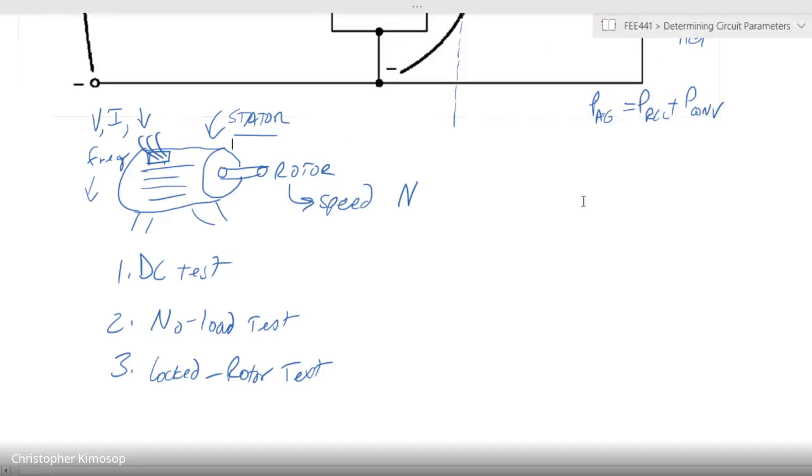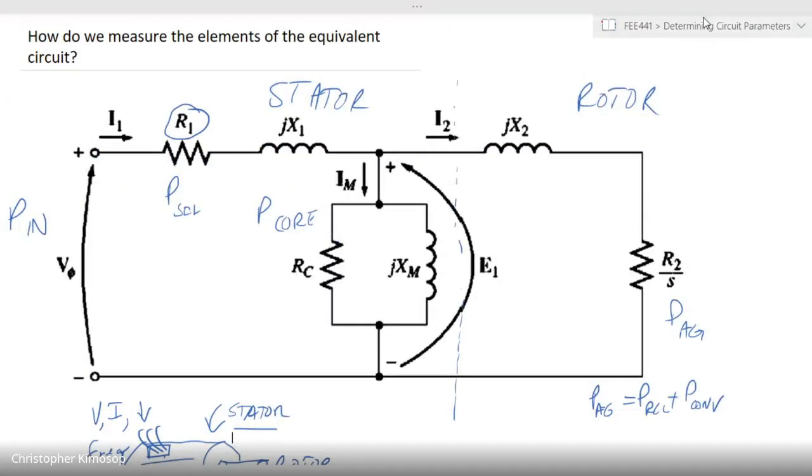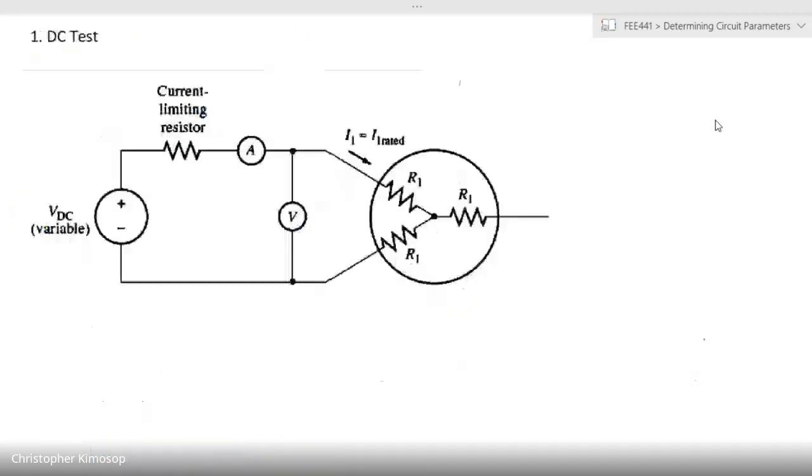Okay, so let's get started. The first one is the DC test. The DC test setup is as you can see. For all of these tests, we will be assuming that you're connecting to the stator. So this part of the circuit that you're looking at is considered to be the stator.